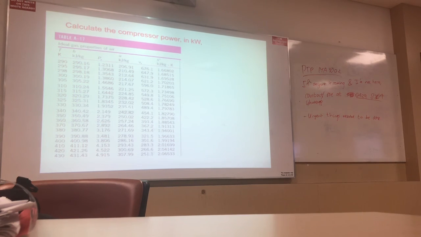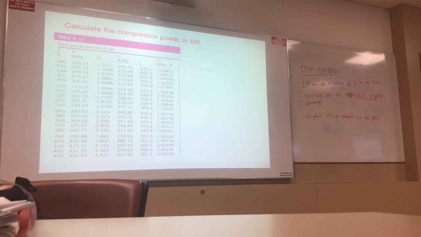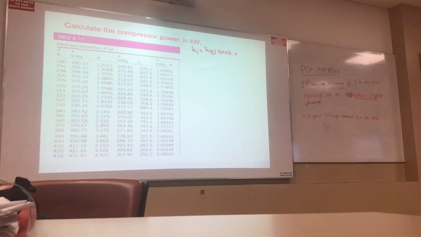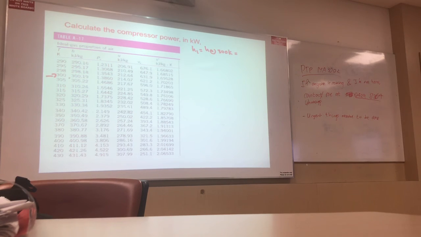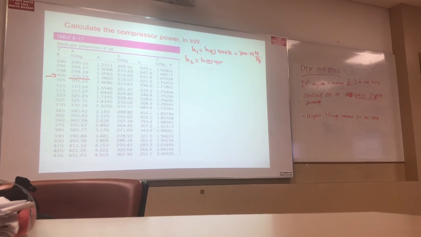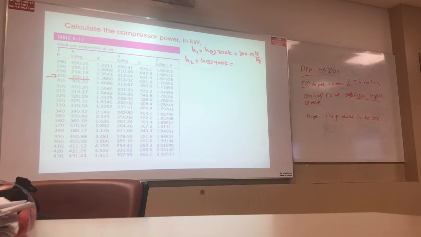Properties of air, right? What is H1? Tell me. What is H1? I just draw it here. H1 becomes H with respect to 300 Kelvin, which is 300.19. So this table will be given to you, don't worry. What is H2? H with respect to 400 Kelvin, which is 400.98.